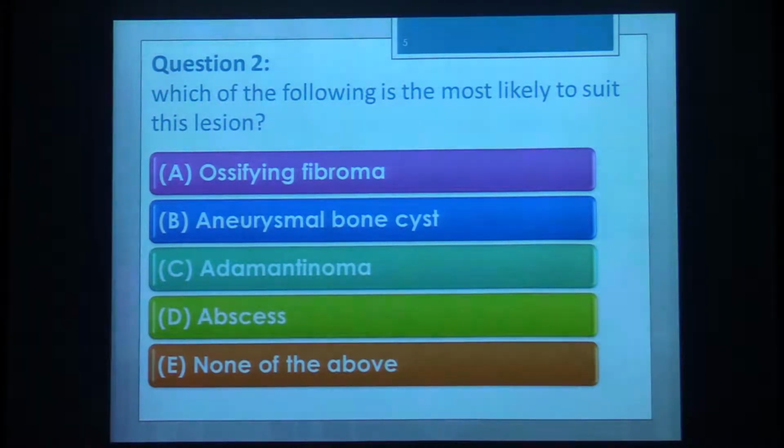Aneurysmal bone cyst usually is at the metaphysis and usually more expansile and in a younger age group. Abscess is an option, it could be, but in this case it was none of the above. It is important to consider, when we're talking about a 57-year-old patient, that even if the lesion looks benign from its radiologic features, more thorough examination and more advanced imaging is needed to rule out other things.